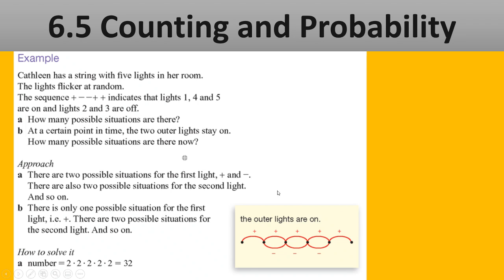The outer 2 lights, so the one in the beginning and the last one, are on. And the other ones, they can be on or off, right? The question doesn't state what they are. So how many possibilities are there?